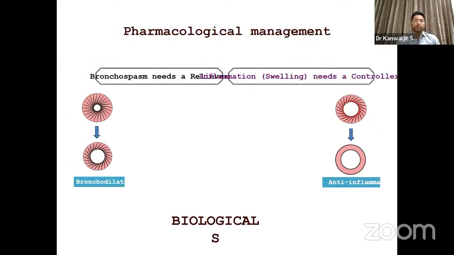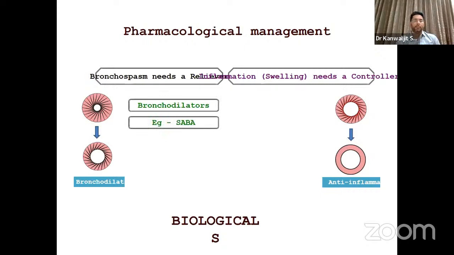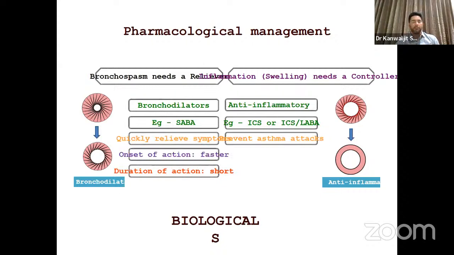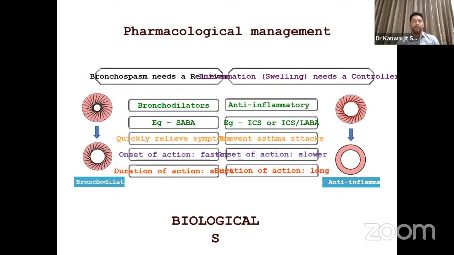So what is the pharmacological management? It includes use of two drugs, one is reliever and another one is controller. Relievers are the bronchodilators, which act on the airways to immediately relieve the bronchospasm. So it quickly relieves the symptoms, and the onset of action is faster and duration of action is short. The controller medications are inhaled corticosteroids. These decrease the inflammation in the airways, and prevent further asthma attacks. Onset of action is slower and the duration of action is longer.